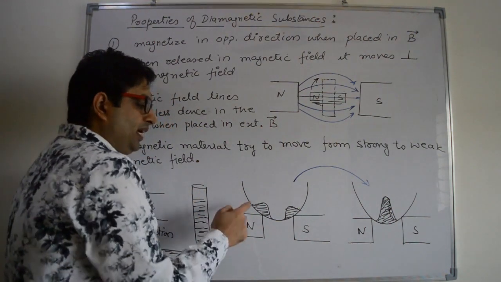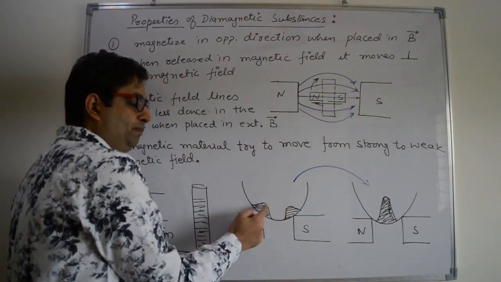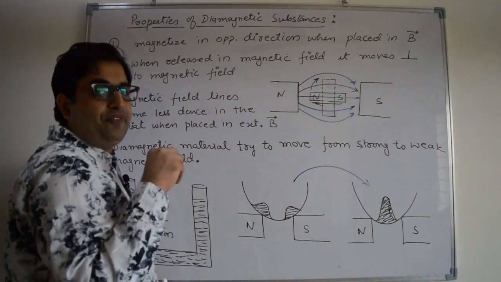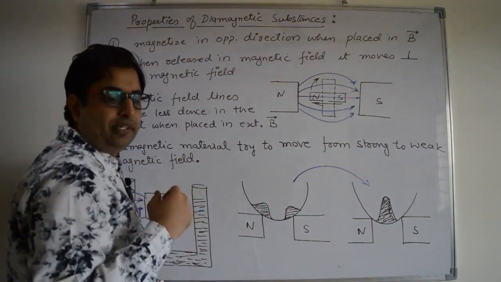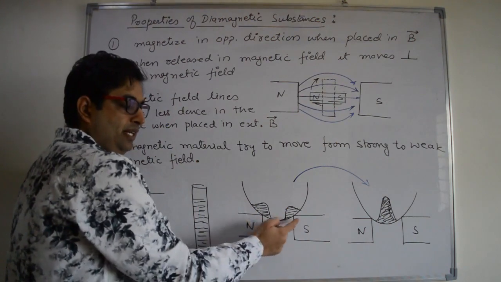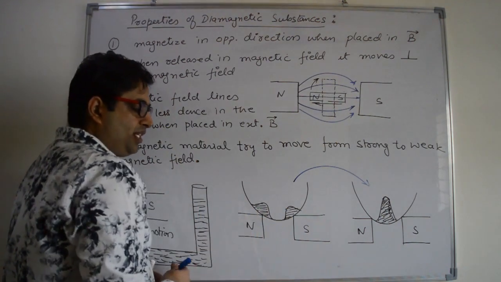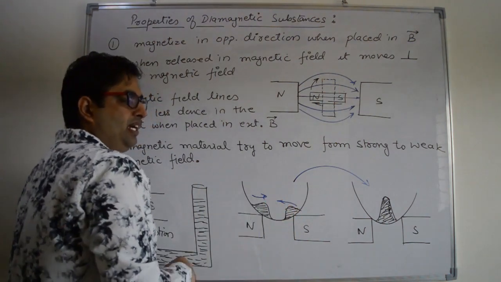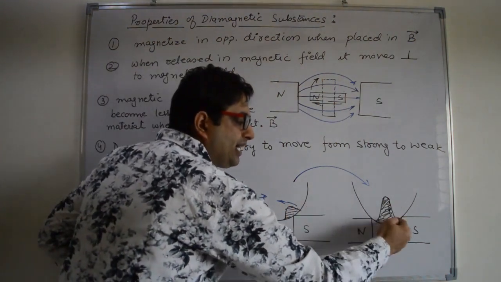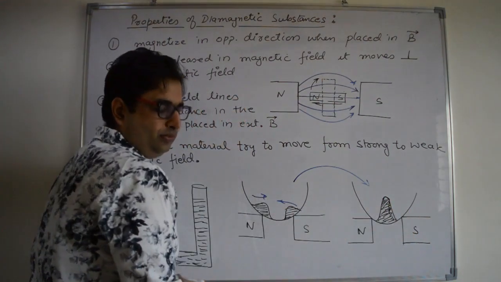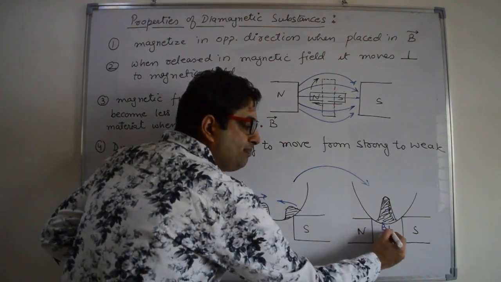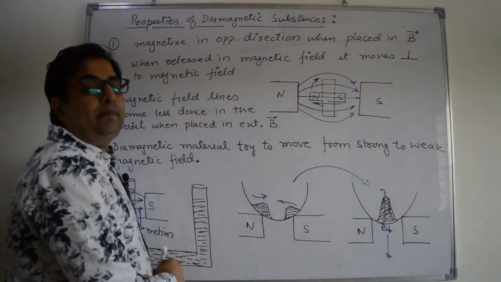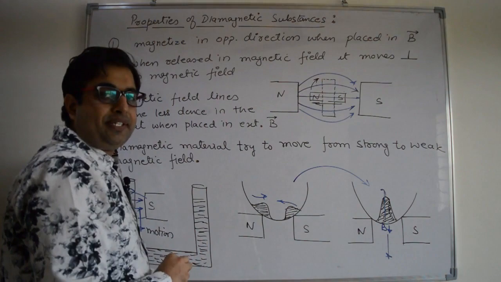Second example, if we place a diamagnetic material near the poles, at the poles the magnetic field is maximum, stronger. So this material will try to move away from the stronger magnetic field and it will come exactly in the middle of the two where the magnetic field is minimum, and it will spread perpendicular to the magnetic lines of force. Right?